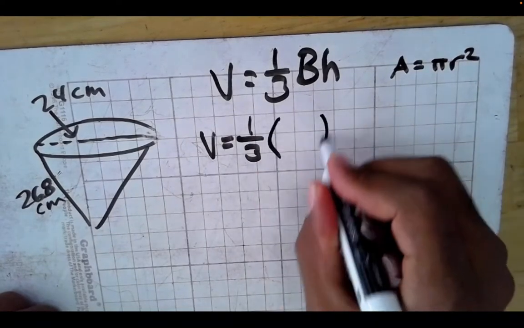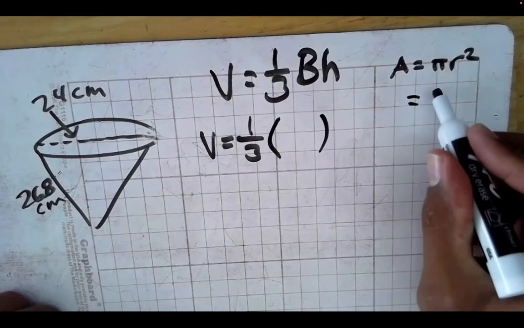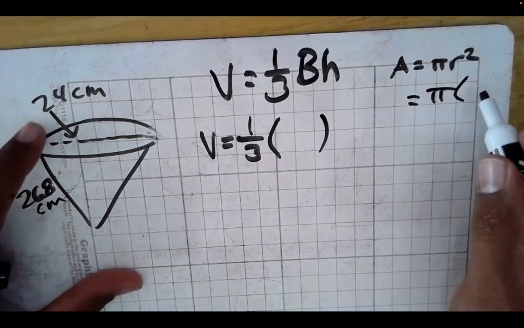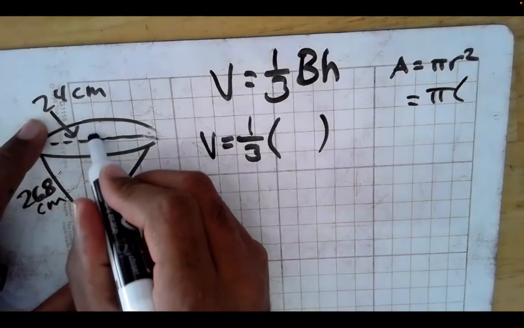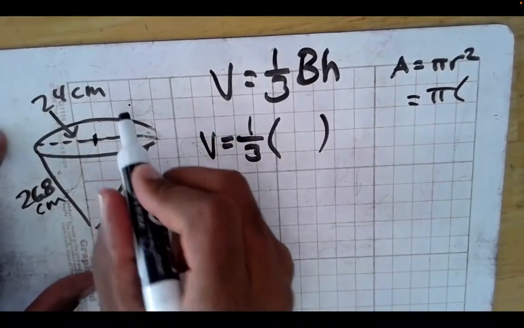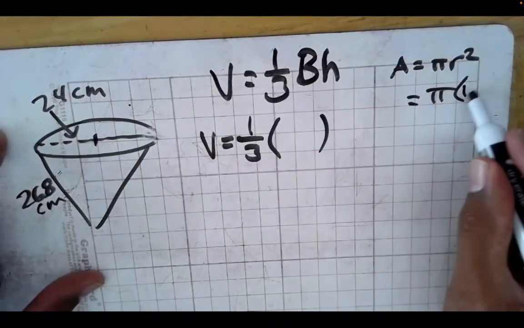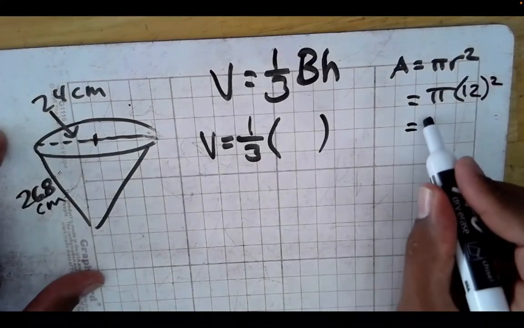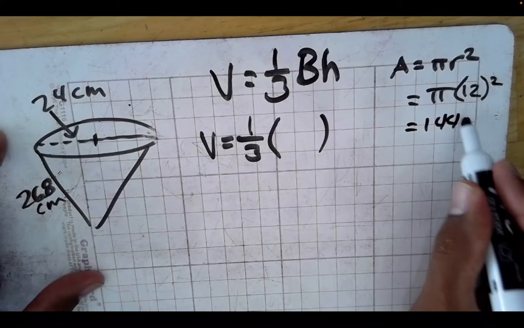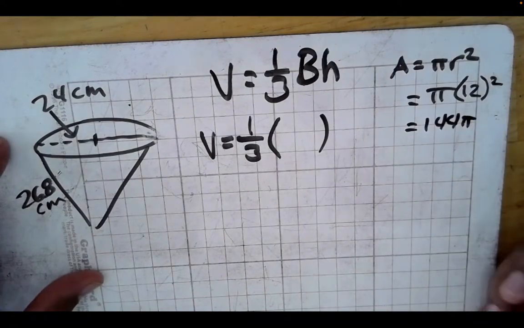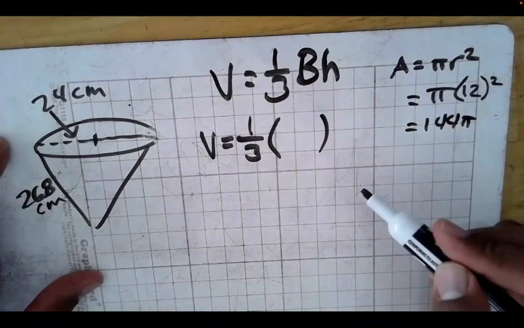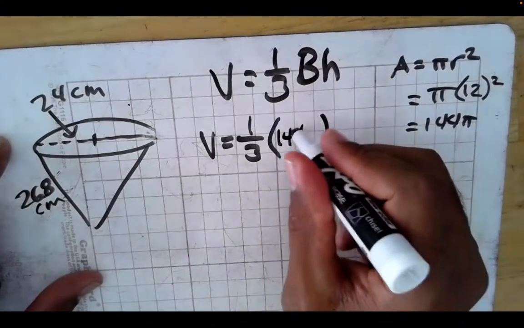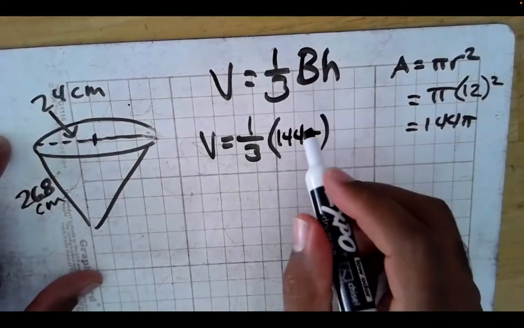So in the formula, I've got to calculate that. So pi times r squared. Well, remember the radius is going to be half of this distance here, so the radius is actually 12. So 12 squared is 144. 144 pi. That's going to be your area of the base. So I can put that in here, and then times its height.